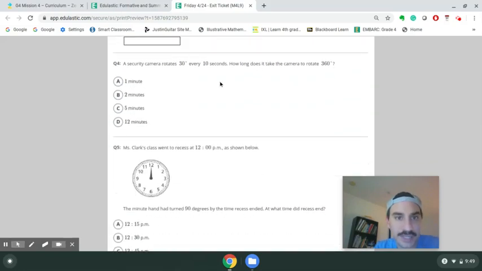All right, a security camera rotates 30 degrees every 10 seconds. How long does it take the camera to rotate 360 degrees? So every 10 seconds is 30 degrees. 60 degrees would be how many seconds? You got it, 20. All right, 90 degrees in 30 seconds. So on and so forth.